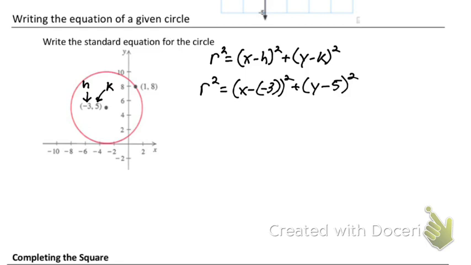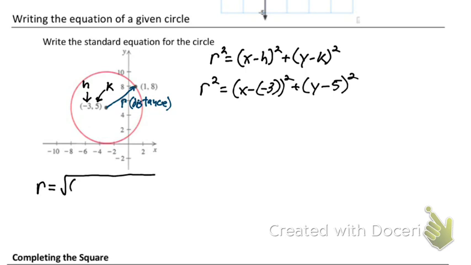In order to get your radius, it's a distance from this point to a point on the circle. I was nice enough to give you a point. Sometimes you actually have to just pick a point that's on the circle that you can see easily. But in this case, we have this 1, 8. So our r value is going to be this distance, the distance between the point -3, 5 and 1, 8. So we're going to have to come up with a distance formula.